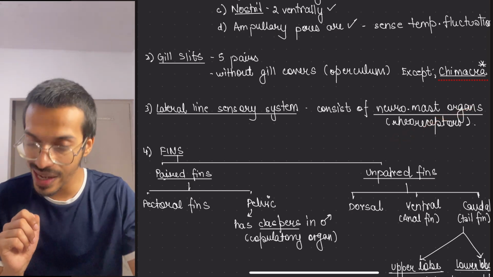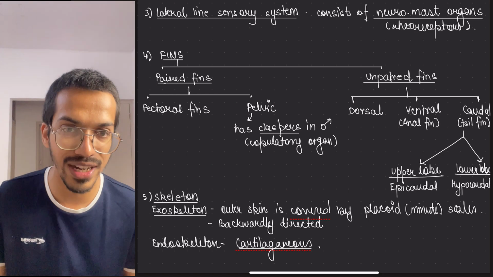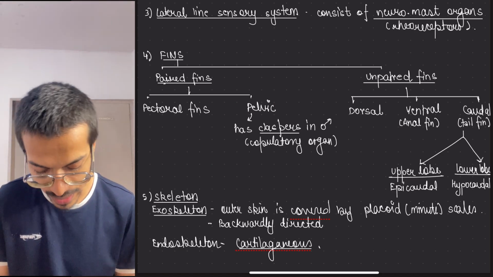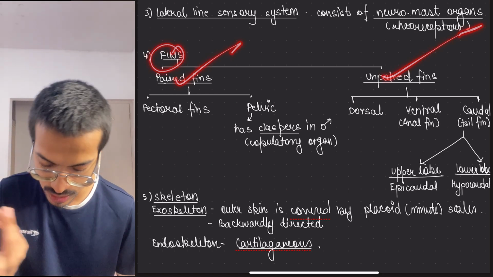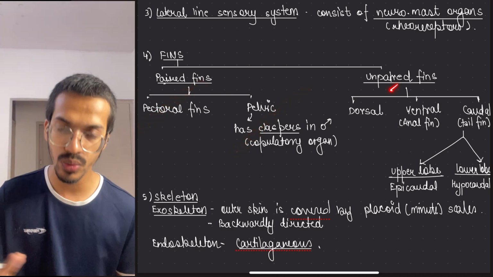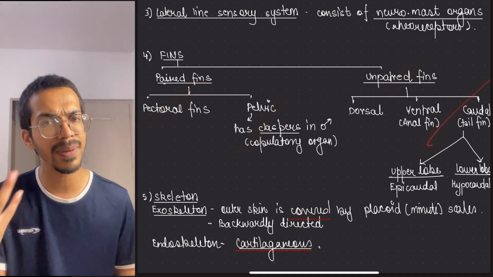Okay, and will help in whether the food is coming closer or not. I told you this story, right? Then fins, paired, unpaired. Paired fins are pectoral fins, pelvic fins. Unpaired are dorsal, ventral, and caudal fin. Caudal fins are of two types: epicaudal, hypocaudal.